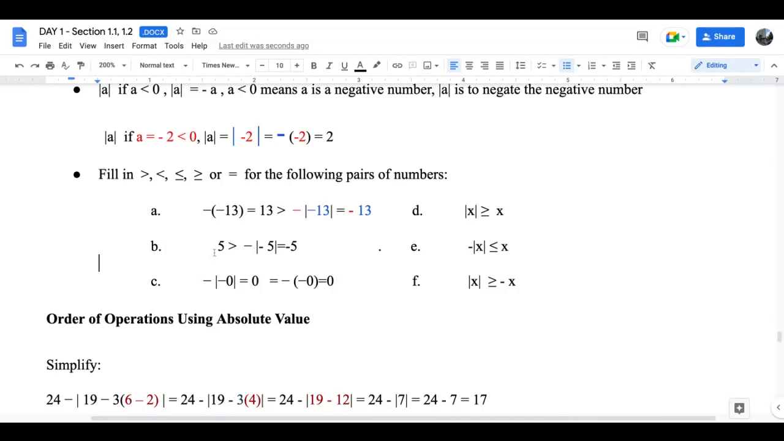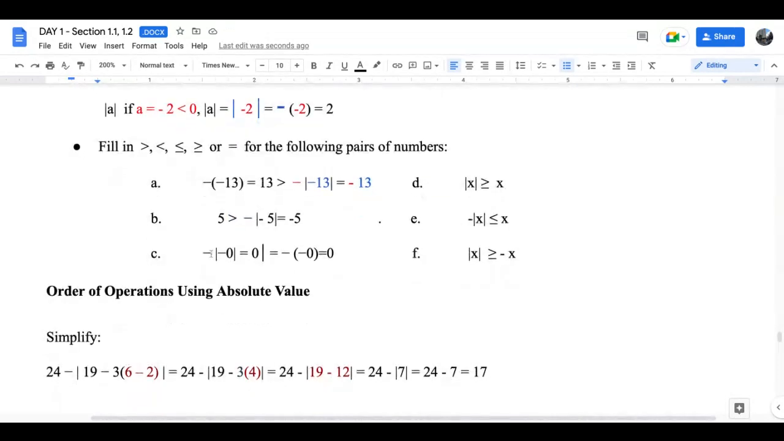And B, let's say 5, negative of absolute value of negative 5. Absolute value of negative 5 is a positive 5, then negative 5. So we still get negative 5. 5 is greater, so we should put a greater sign here. 5 is greater than negative 5. Well, 0, negative 0 is always 0. You know, 0 equals 0, right? It just equals 0.